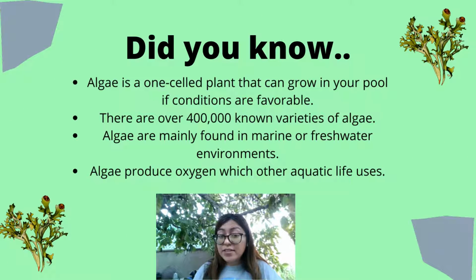Did you know algae is considered to be a one-celled plant that can grow in your pool if conditions are favorable? There are over 400,000 known varieties of algae, so that's a lot of varieties. Algae are mainly found in marine or freshwater environments. Algae produce oxygen that other aquatic life uses.